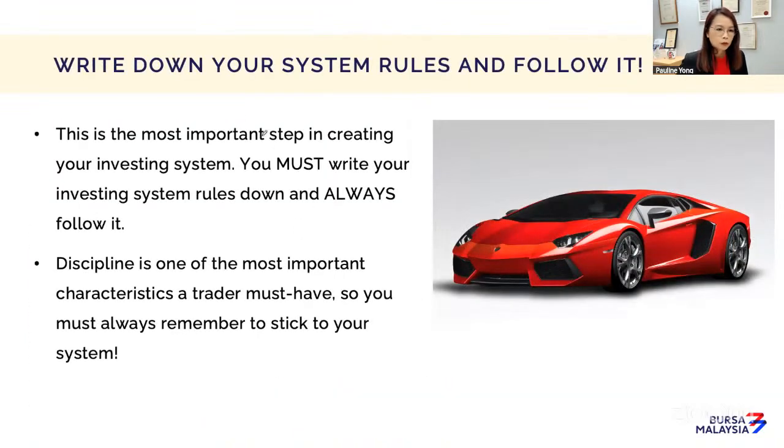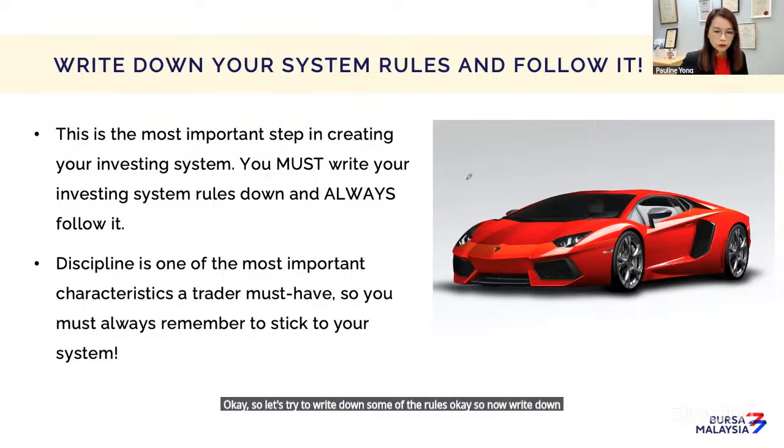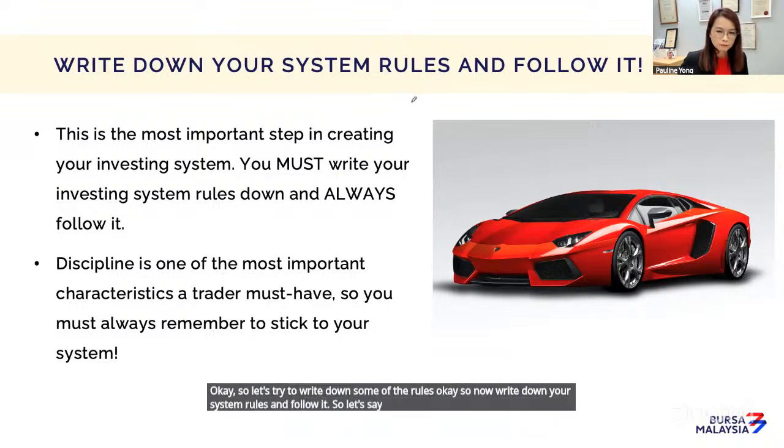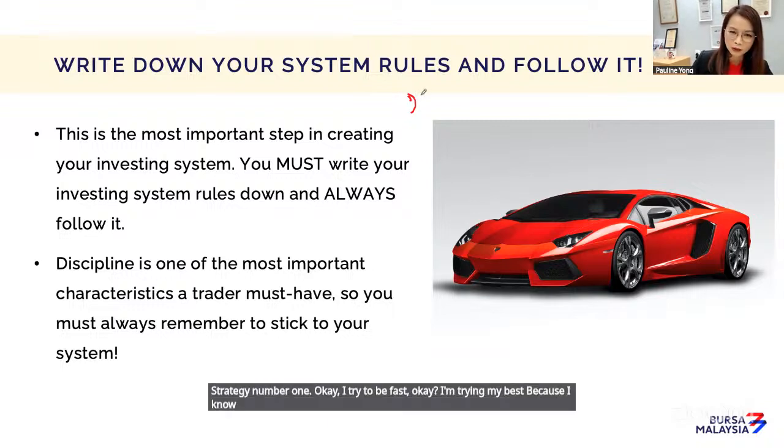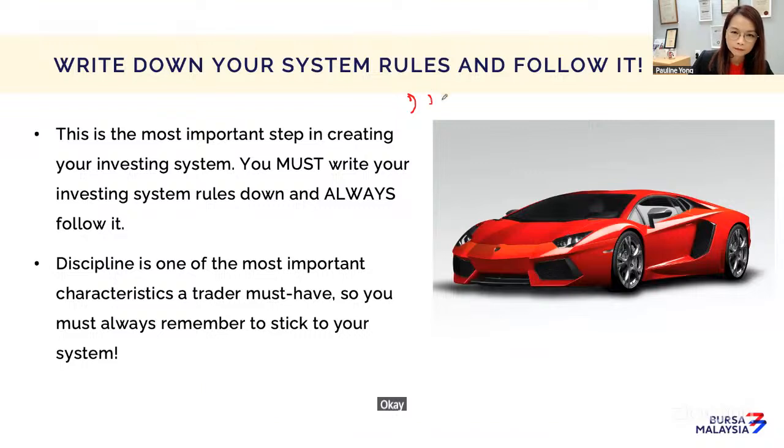Let's try to write down some of the rules. Write down your system rules and follow them. Let's do a simple strategy, strategy number 1. I'm trying to be fast because I know the time is short. Buy when price is above the 20 MA line. This is a very simple moving average strategy.